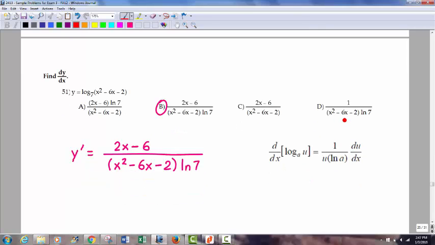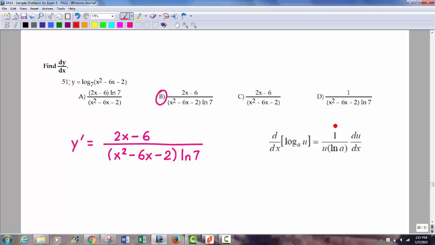Okay, now we have derivative of log formula.